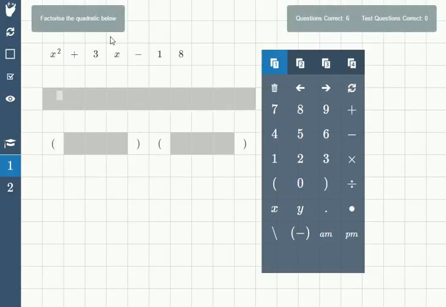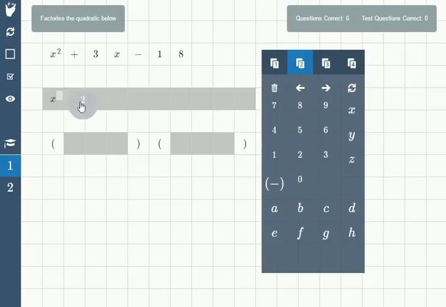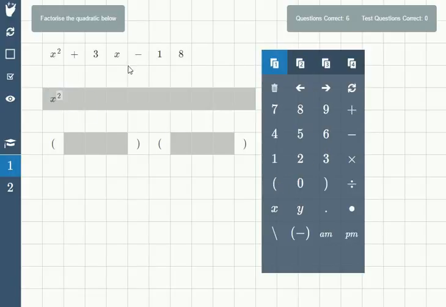So this time, when we expand our x term, we want two numbers that will add to 3 but multiply to negative 18. That could be a bit tricky, but let's put in the x squared term first. And now we have to think of two numbers that will add to 3 but multiply to negative 18.